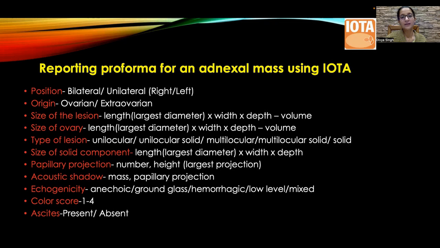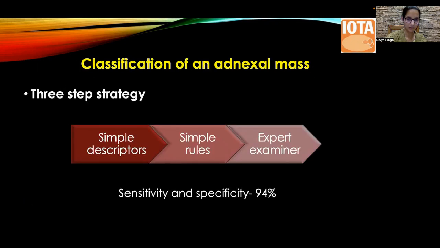Then, if you see a cyst, you must describe the echogenicity of its contents, which can be anechoic, ground glass, hemorrhagic, low-level echogenic, or mixed. Then we can switch on color Doppler and subjectively assess the color score, ranging from absent to marked vascularity, which is graded as color score 1 to color score 4. And then you look for other features in the pelvis, like presence or absence of ascites. Ascites is when the fluid extends above the level of the uterine fundus or into the uterovesical pouch.